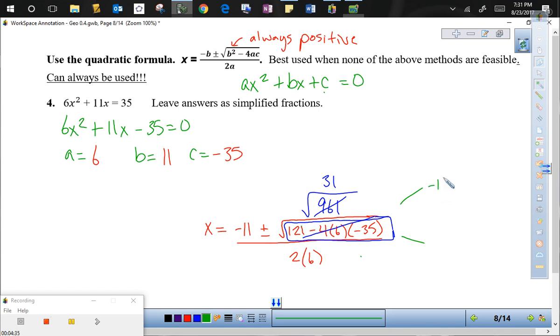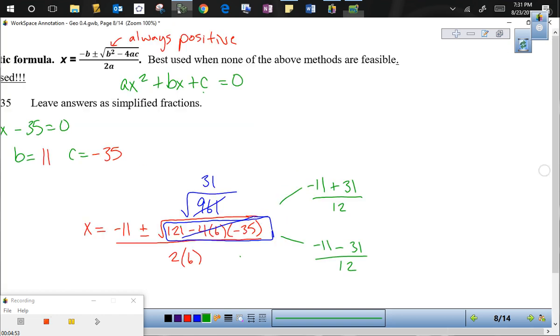First off, the negative 11 is going to go. Then the plus 31 divided by 2 times 6, which is 12. Negative 11 stays again, but this time it's minus 31 divided by 12. Okay, then we're going to simplify both of these here.